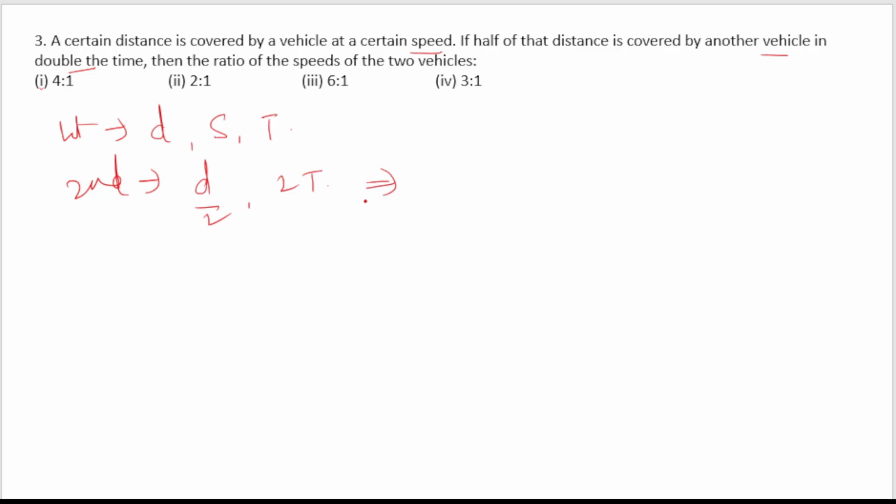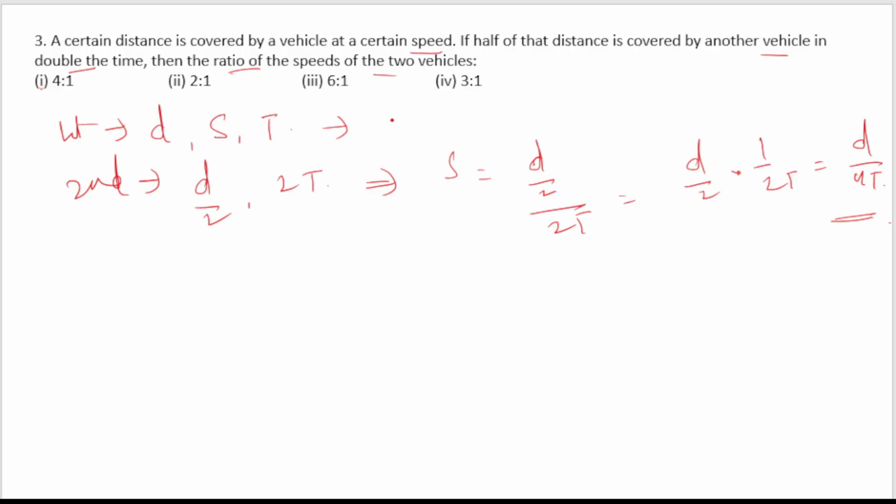In the second case, what is the speed here? Speed is equal to distance divided by time. Distance is d by 2 divided by 2t. It will be d by 2 into 1 by 2t. It is d by 4t. This is the speed of the second vehicle. We have to find the ratio of speeds of the two vehicles.